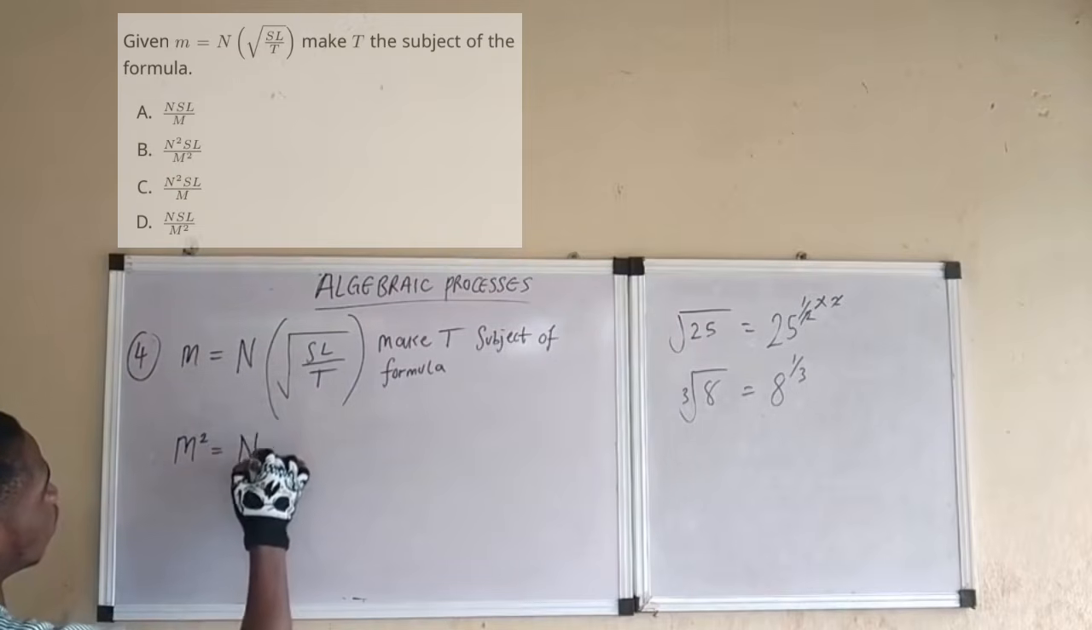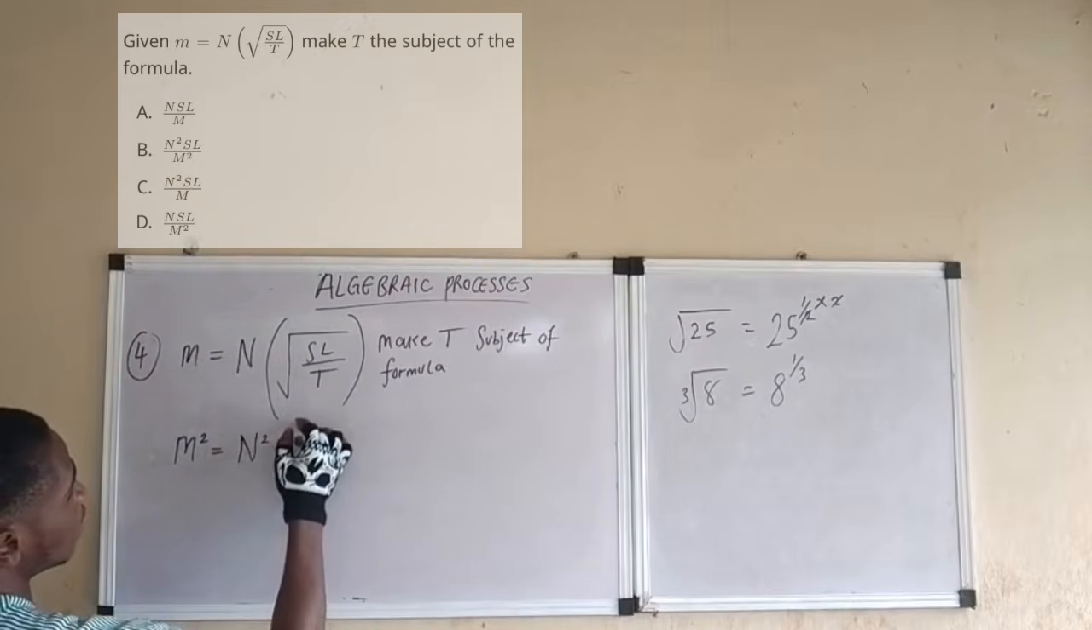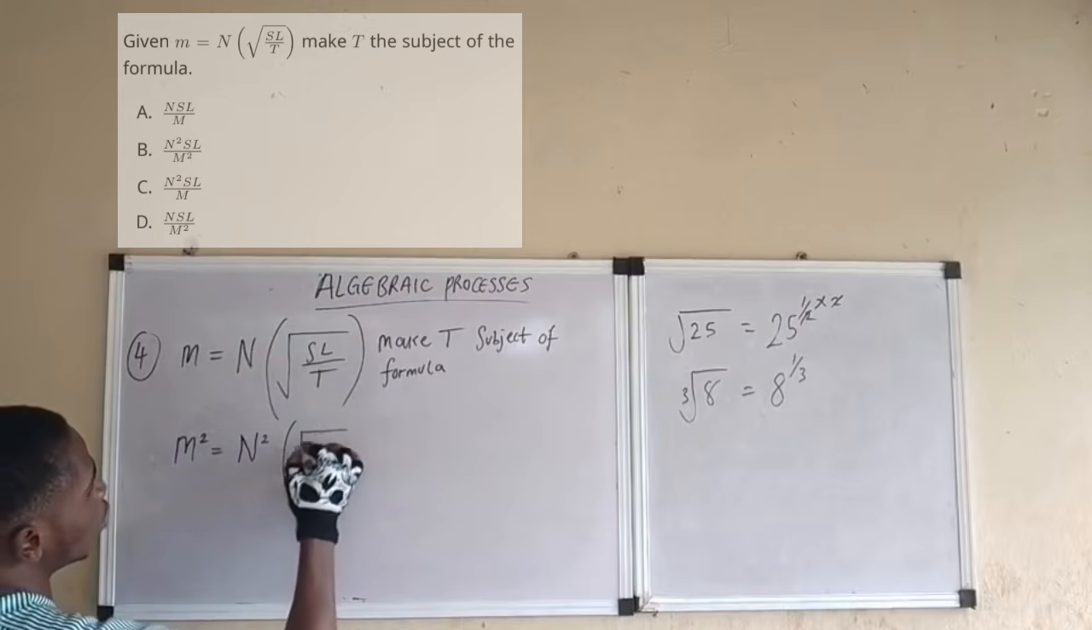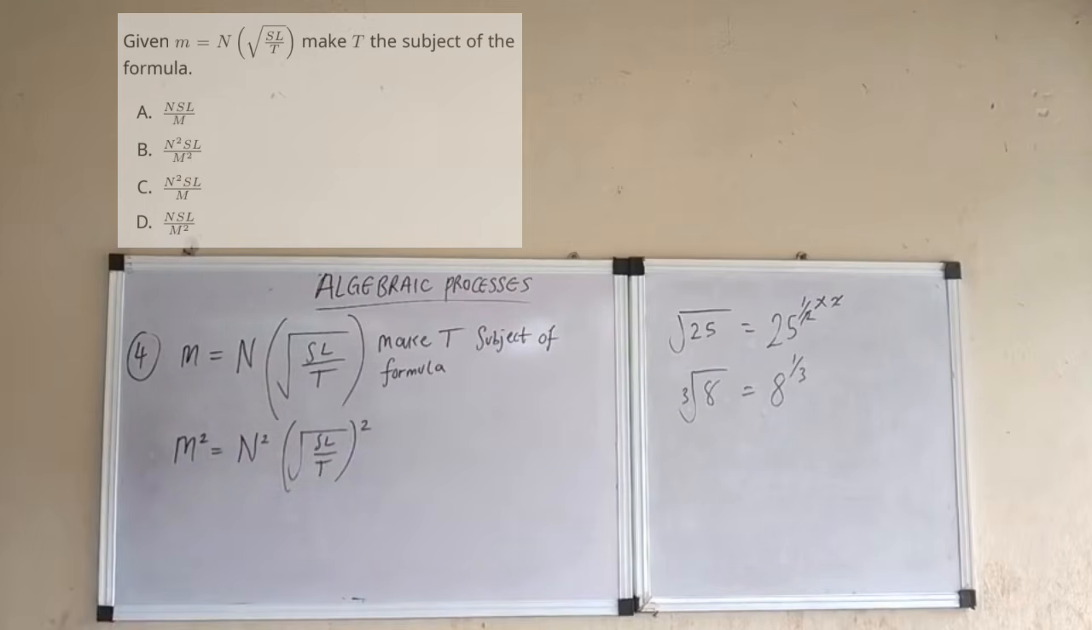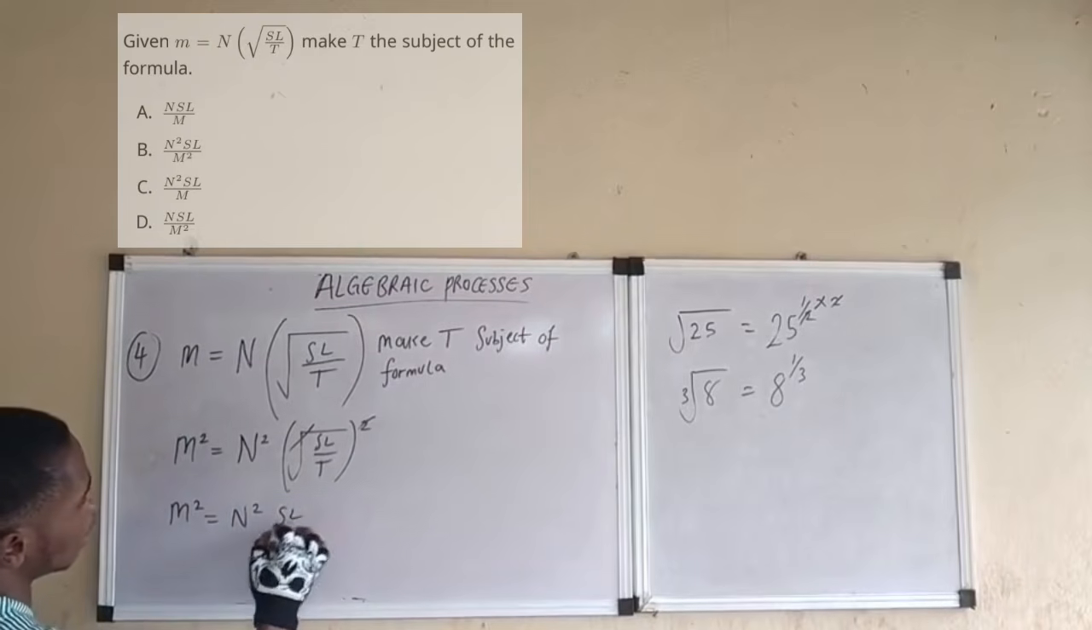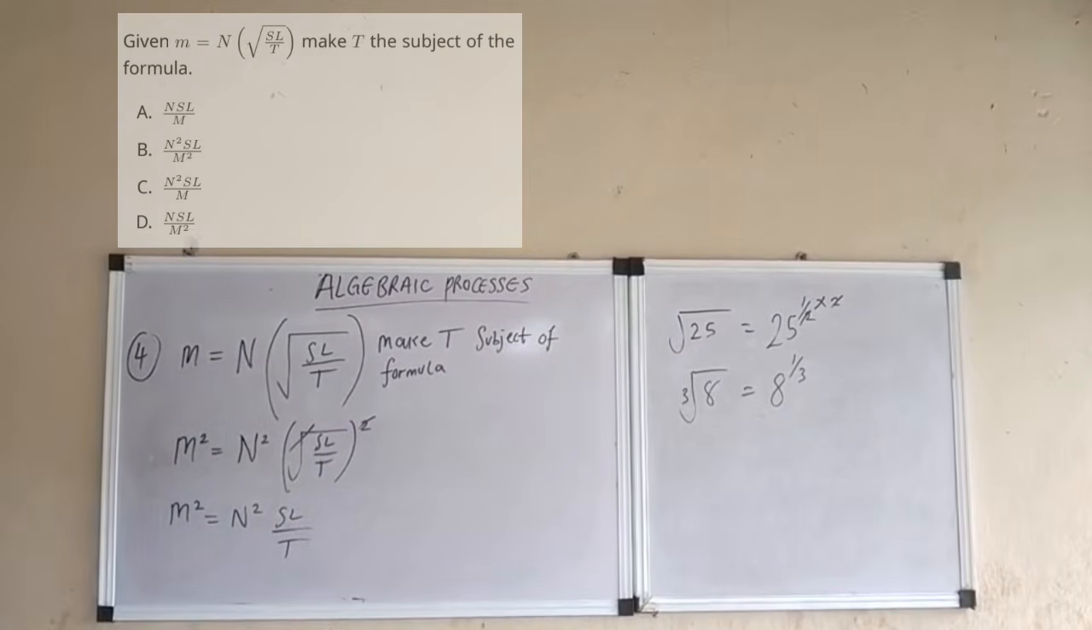So m is raised to the power of 2. Then n times the square root of SL over T is also raised to the power of 2. So remember that this square root means 1 over 2 in the power area. So when 1 over 2 cancels 2, you are left with 1. So you are only left with what is in the bracket. So we're having m squared equals n squared times what? SL over T. Now we can cross multiply. So you're having T m squared equals n squared SL.